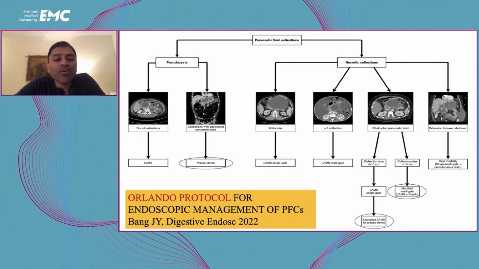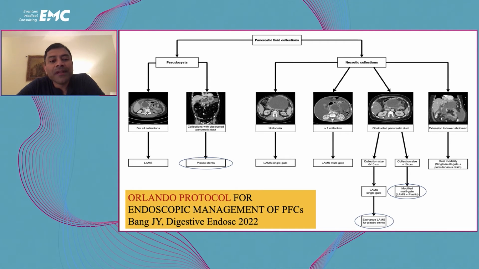Having said that, I will now switch gears and move to pancreatic fluid collections. There is a role for plastic stents in pancreatic fluid collections, although we use lumen-opposing metal stents a lot. Generally, a plastic stent is required in patients who have an obstructive pancreatic duct. So in this particular case, you have a pancreatic fluid collection and a calcification. So this is chronic pancreatitis with pseudocyst.